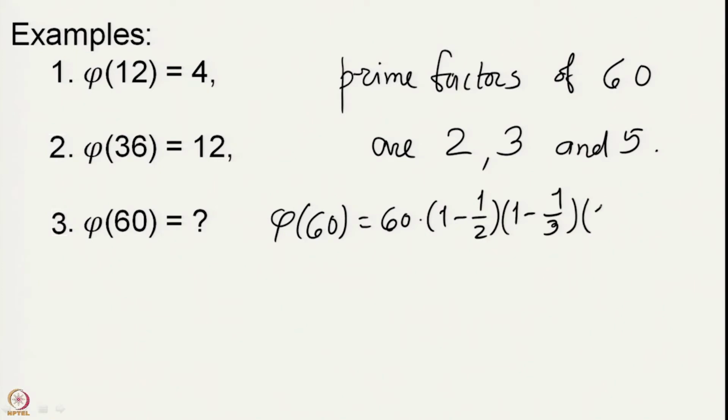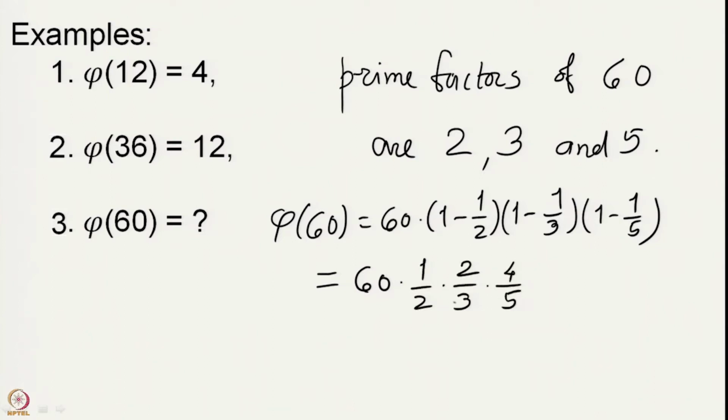1 minus 1 by 3, 1 minus 1 by 5. This is 60 into 1 by 2 into 2 by 3 into 4 by 5. So, this gets cancelled. 5 and 3 get cancelled for 60 to give you 4. So, the answer is 16.